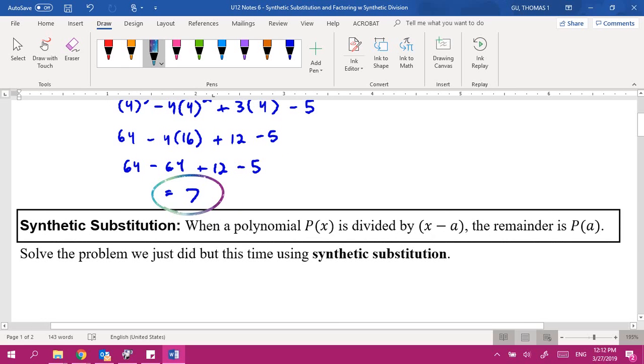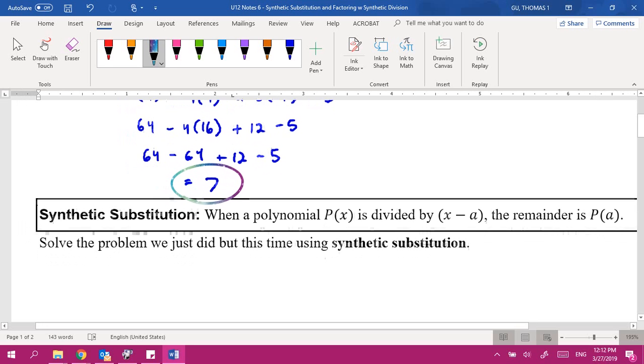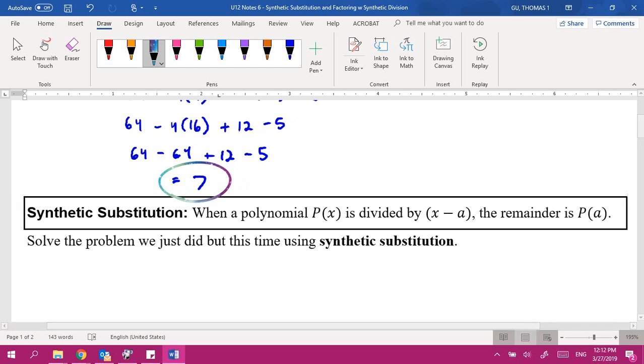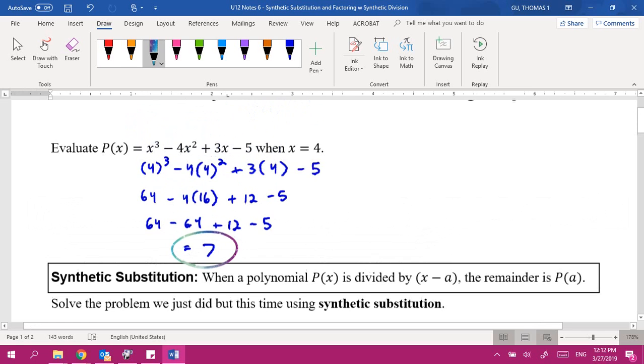All right. So synthetic substitution, there's a thing called the remainder theorem. And when a polynomial, p of x, is divided by x minus a, then the remainder is the result of the function when you plug in a. So we're going to do the exact same problem using this new technique, synthetic substitution.